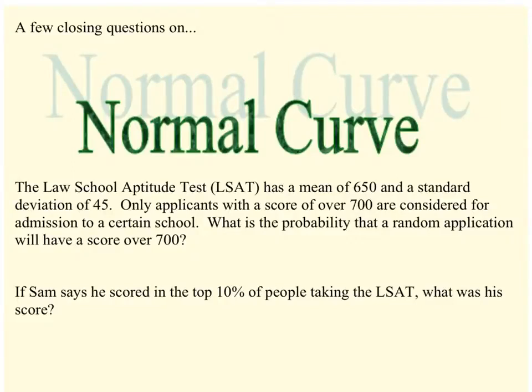So, just a quick little review of typing things in. The law school aptitude test has a mean of 650 and standard deviation of 45. Only applicants over 700 are going to be considered for admission to a certain school. What's the probability they score over 700? So, we draw our curve. Remember, that's our work. So 650, 45, and we're interested in the percent over 700.